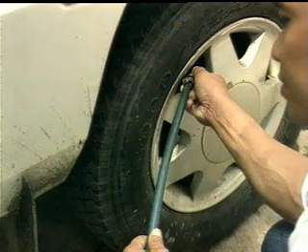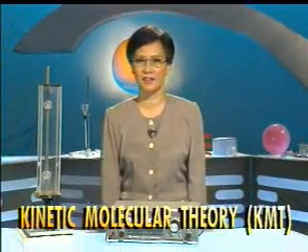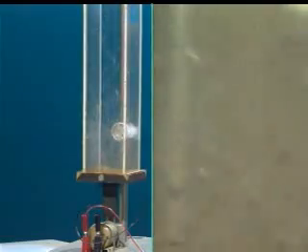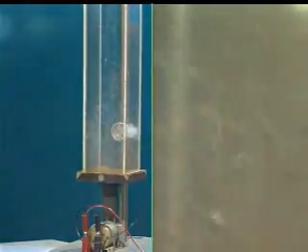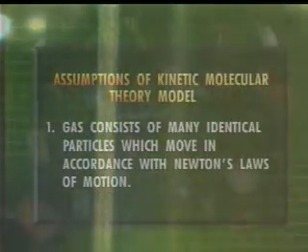A theoretical model of gases can be evolved from these inferences. Such model is called the kinetic molecular theory model of a gas. A physical model can be built based on the theoretical model. The following assumptions constitute the theoretical model.